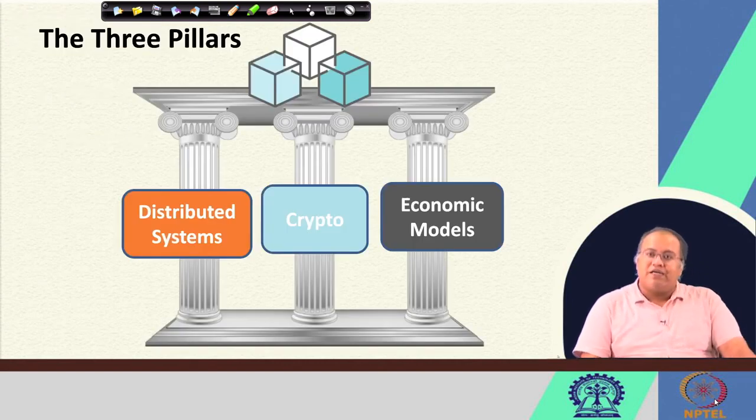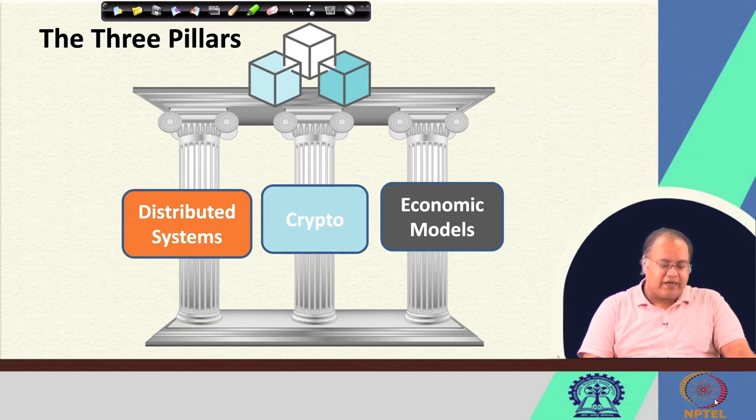So, the three important pillars behind the design of blockchain architecture are: first, the distributed system; second, different cryptographic techniques; and the third one is different kinds of economic models that have been utilized in the design of blockchain, which are particularly very useful in the context of cryptocurrencies.